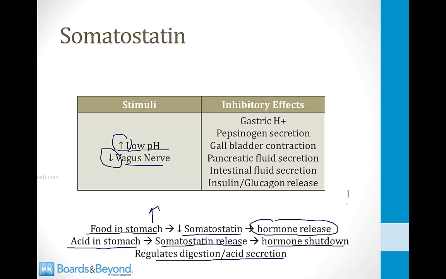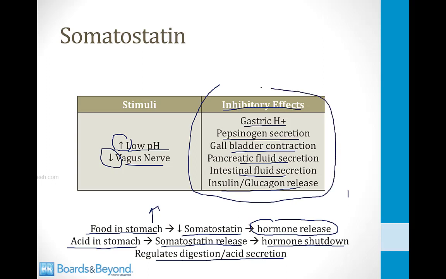The inhibitory effects of somatostatin are many. I've summarized some of the important ones on the screen here. Somatostatin can inhibit gastric acid release. It can inhibit secretion of pepsinogen. It can also blunt gallbladder contraction. It can inhibit pancreatic fluid secretion and intestinal fluid secretion, and it can blunt insulin and glucagon release. As I said before, it's hard to remember all these, but you can just think of somatostatin as a wet blanket that shuts down the release of many gastrointestinal hormones.